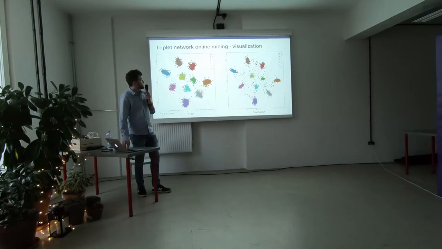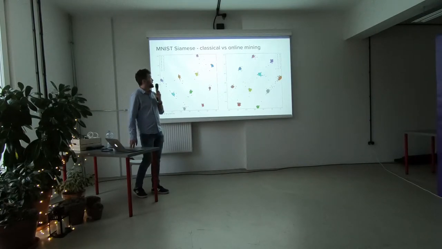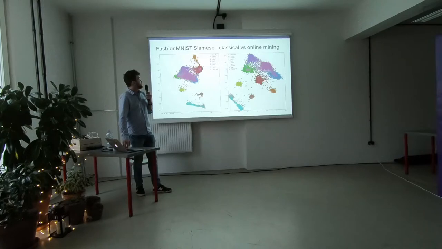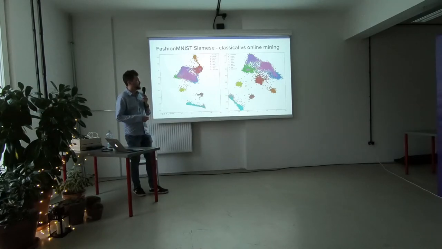So these are visualizations of what it looks like now, although maybe we can't see yet if it's really better or not. But here we have a comparison for the MNIST dataset between classical and online mining. To be honest, I don't see if it's really better, but the MNIST dataset is a really easy one and can't really be used for benchmarking like this. That's why I also checked what it looks like on the Fashion-MNIST dataset, which is very similar in terms of size. It has the same number of samples, the same number of classes, also images of 28 by 28 pixels, but instead of digits, it represents 10 types of clothing.